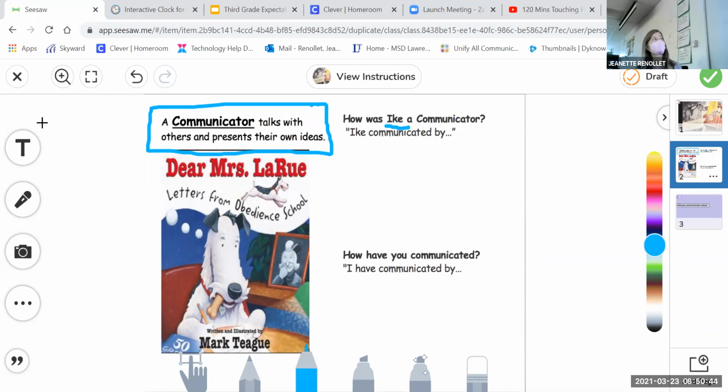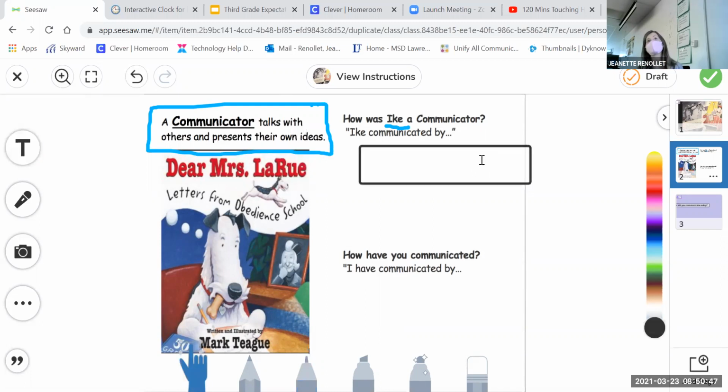Okay, I want you to get your typing tool ready. And I want you to give at least one example about how Ike was a communicator. Ike communicated by, tell me one example from our text. Using text evidence, I want you to fill it in the box. Question number 2 is beneath it. It says, how have you communicated? Remember, a communicator talks with others and presents their own ideas.